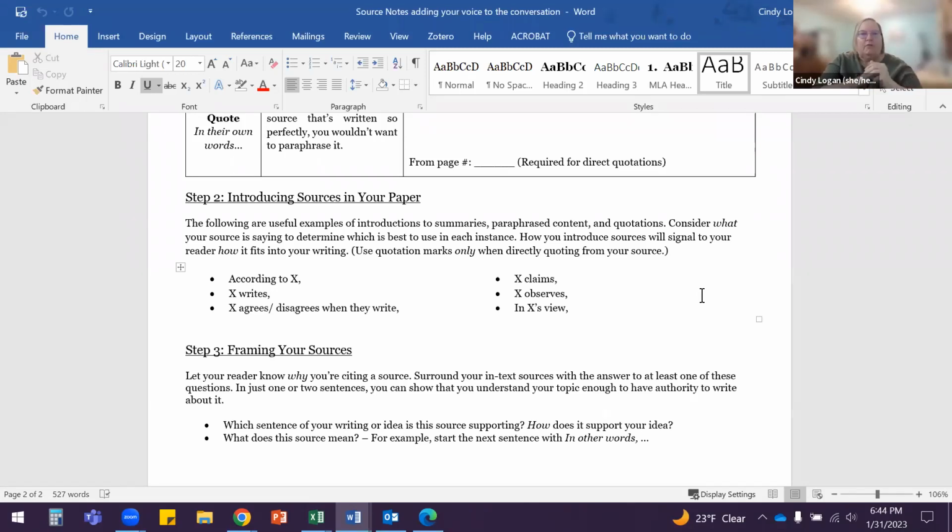Those examples of wording are just introductory phrases that you can use. Sometimes students struggle with how to put that information in there. Those are just some examples of how you can phrase that. Very simple, but some of the phrasing that you can use in there.